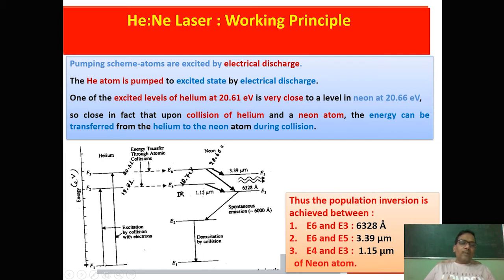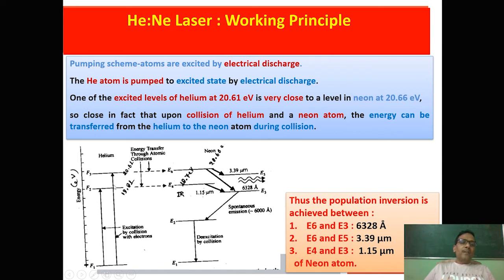So there are helium atoms here, and neon atoms here, at the ground state initially. After collision with electrons, the helium atoms excite up to higher energy levels F2 and F3 first, because it is 10 times more than neon, as well as it is lighter than neon. So obviously this will excite first to higher energy level, and after some time neon atoms also excite up to higher energy levels E3, E4 and E6.